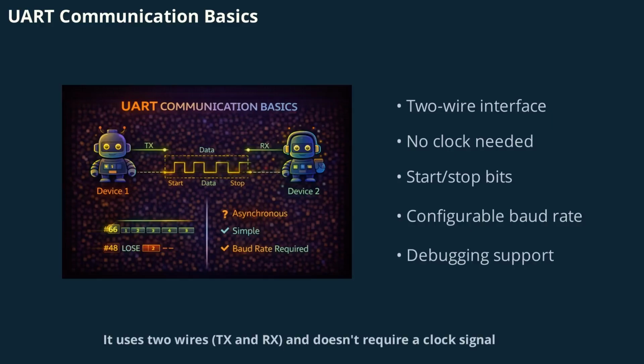UART, or Universal Asynchronous Receiver Transmitter, is a simple and widely supported serial communication protocol. It uses 2 wires, TX and RX, and doesn't require a clock signal, relying on start and stop bits for synchronization. UART is typically used for point-to-point communication, debugging, and interfacing with sensors in embedded systems. Its simplicity and flexibility make it a staple in embedded design.